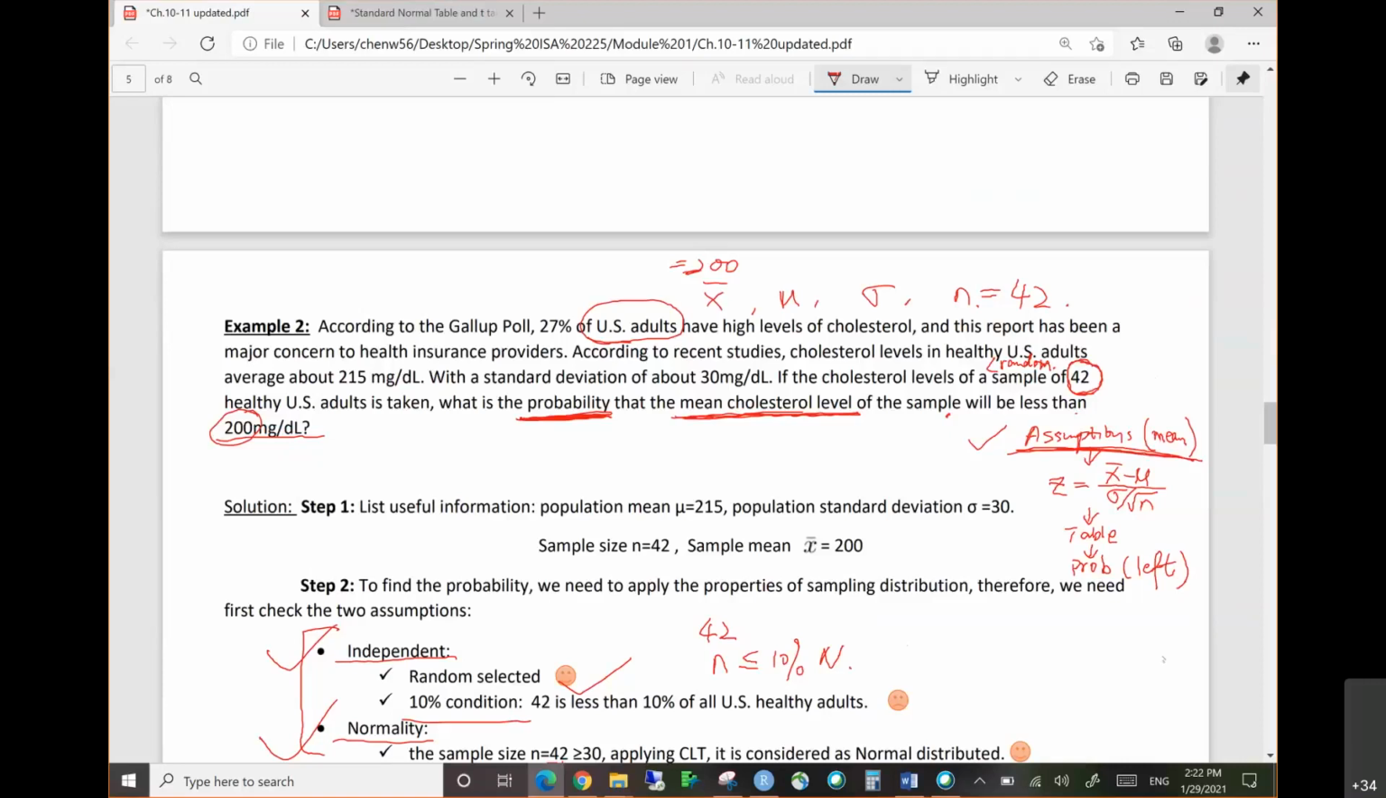Mary, what is mu? 215. Right, mu is the population mean, the mean of the whole population, which is 215. Okay, next. Matthew, what is sigma?